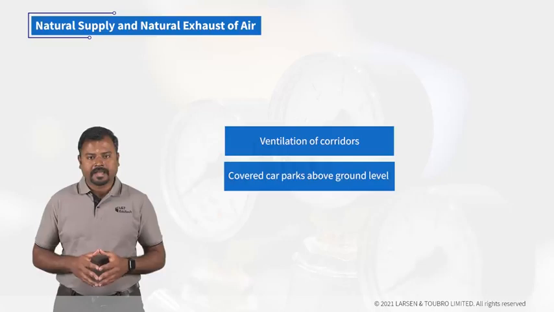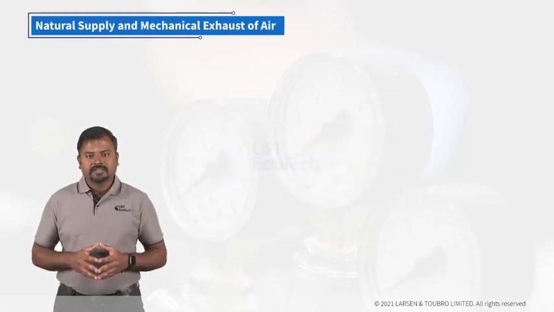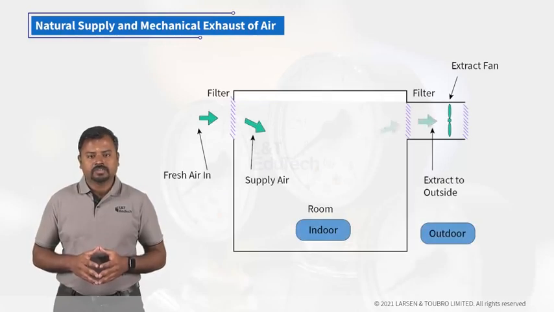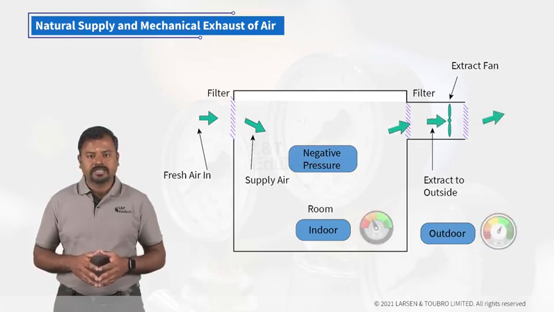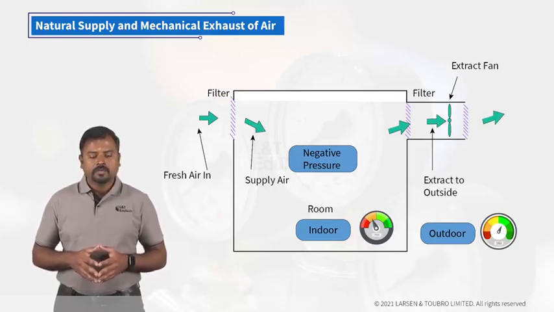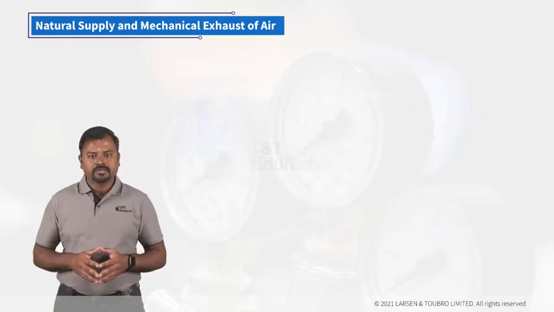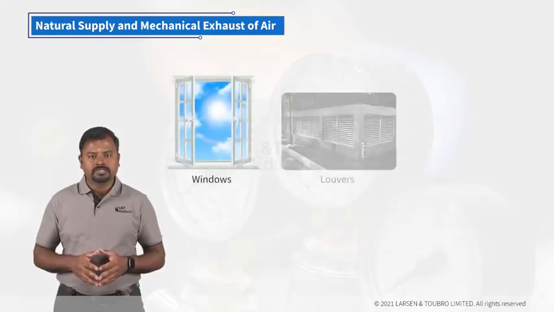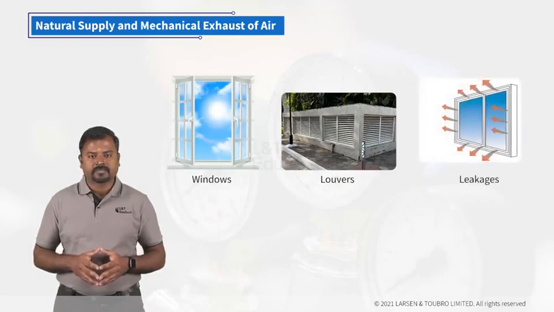Natural supply and mechanical exhaust of air. As shown in the illustration, the indoor air is mechanically exhausted through an extraction fan. Due to this, a negative pressure is created within a space, which results in a pressure difference between indoor and outside air. Due to this pressure difference, the outside air will be drawn into the space which is at negative pressure through openable windows, louvers, vents, leakages, etc.